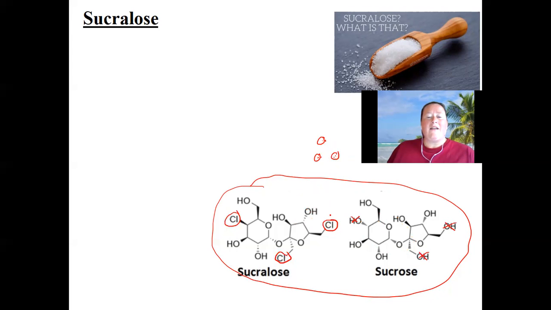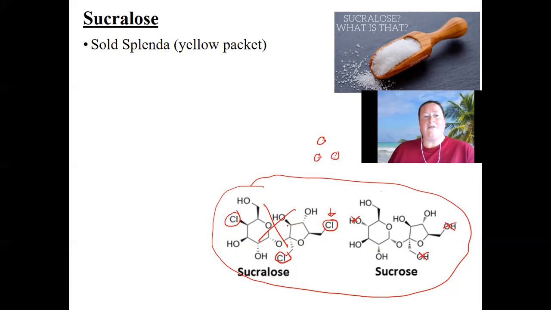But the fact that now we have chlorine here instead of hydroxide makes this not an energy source for us. This is non-caloric, as opposed to sucrose, which is a high calorie food. So we have all the taste and none of the calories. So Splenda was the original trade name for that. When that patent ran out, people were able to start selling generic, which is sucralose.